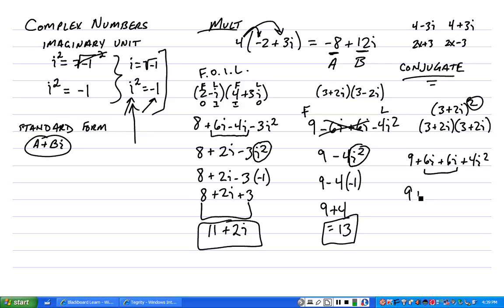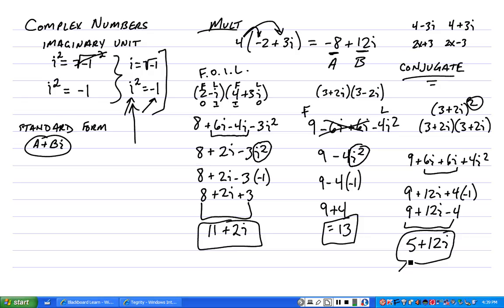So you have 9 plus 12i plus 4 times a negative 1, because i squared is a negative 1. So 9 plus 12i minus 4, because 4 times a negative 1 is a negative 4. The negative 4 and the 9 are like terms, so 9 minus 4 is 5. And you bring down your 12i because it's not a like term. There's your answer in standard form, a plus bi. Alright, 5 is your a, 12 is your b. Alright, so there's your multiplication.